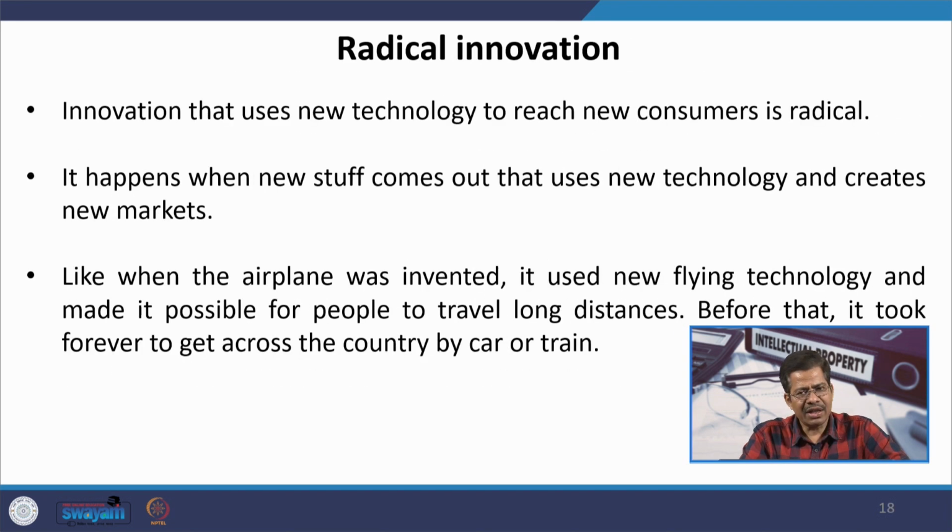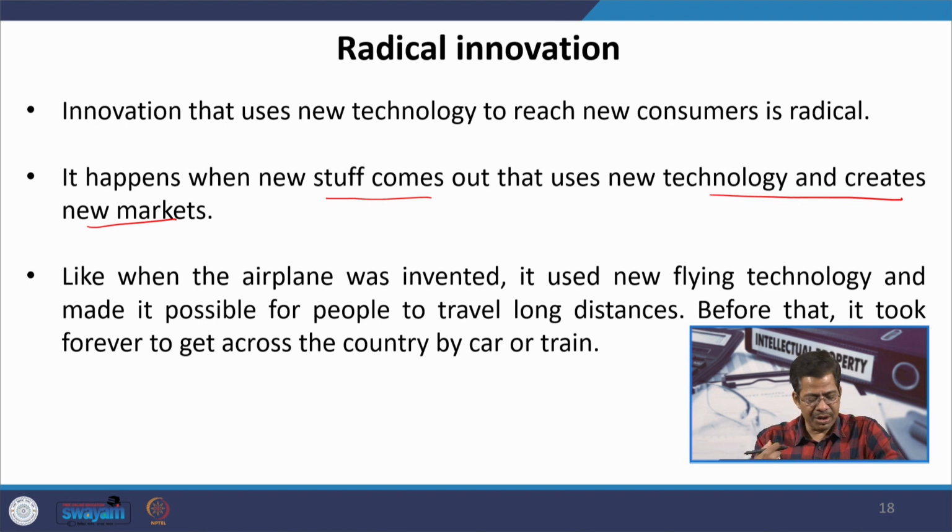And radical innovation is where both things are new: the market is also new, with new customers, and the technology is new altogether. So, a new product coming for a new group of customers which was not there at all. It creates a new type of market. For example, the use of OTT is a new type of technology, and it creates a new market, maybe with Netflix and those kinds of organizations.